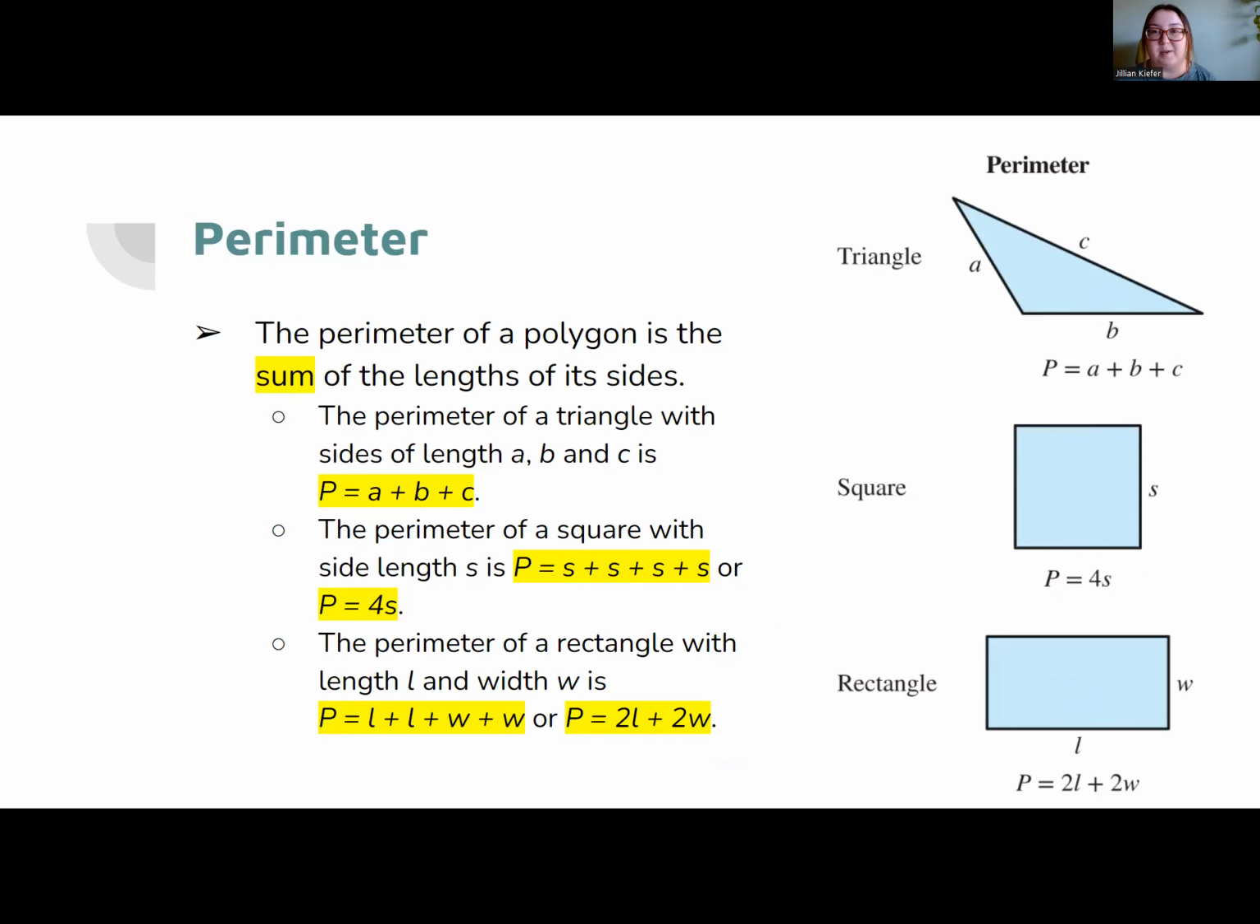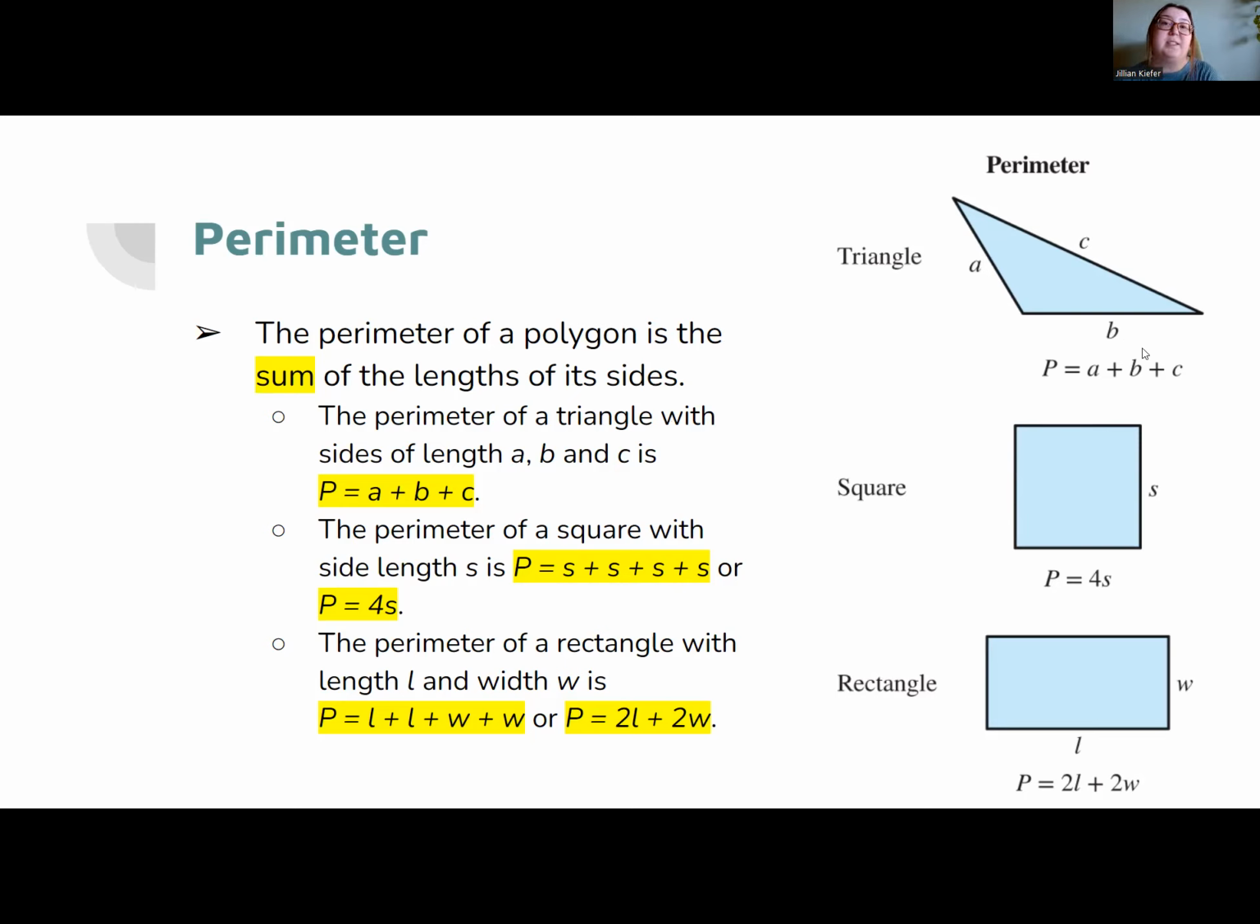We're going to move on to perimeter. The perimeter of a polygon is the sum of the lengths of the sides. Your perimeter can change with different types of shapes. In this case, the perimeter of a triangle with sides A, B, and C would be A plus B plus C. Your perimeter is just the length measurement of each side of your shape.